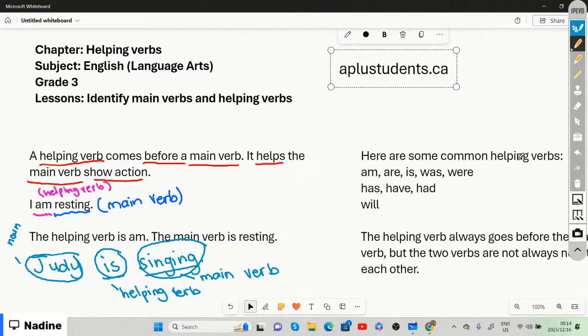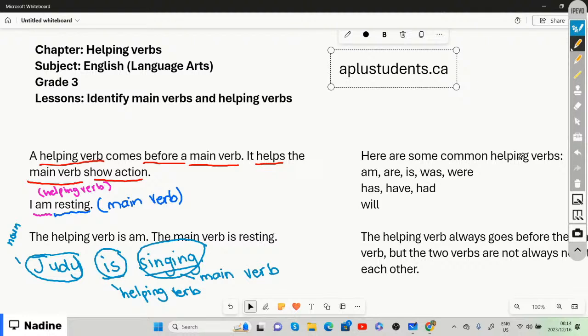So you know the main verb, right? So the main verb is the action that you are doing, right? So whether you are kicking, whether you are laughing, whether you are singing, whether you are dancing, listening, right? Any action that you are doing, like the main action that you are doing, that is your main verb, right?